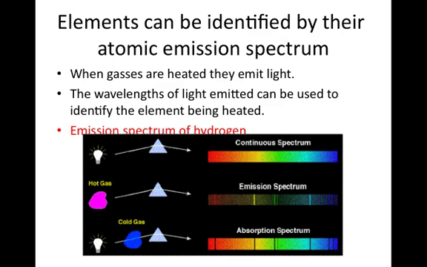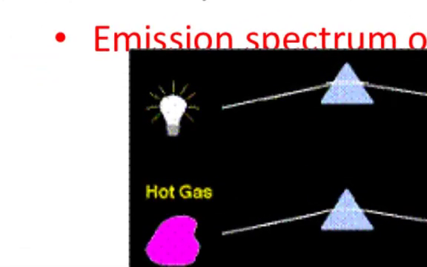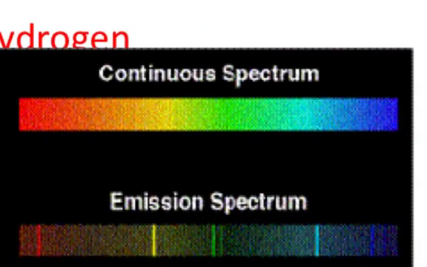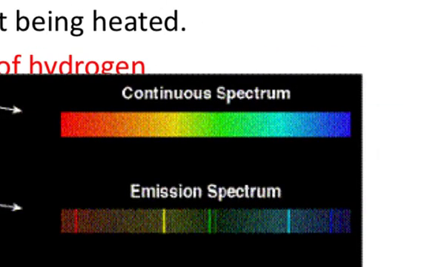Now, where all these ideas came from is that elements can be identified by something called their atomic emission spectrum. So basically, when gases are heated, they emit light. Well, first of all, white light can be split into its component wavelengths. White light is a combination of all visible wavelengths of light. If you take this white light and run it through a prism, like you see right here, you can split that light into its various wavelengths, which include everything from red to violet, which you know, Roy G. Biv: red, orange, yellow, green, blue, indigo, violet.